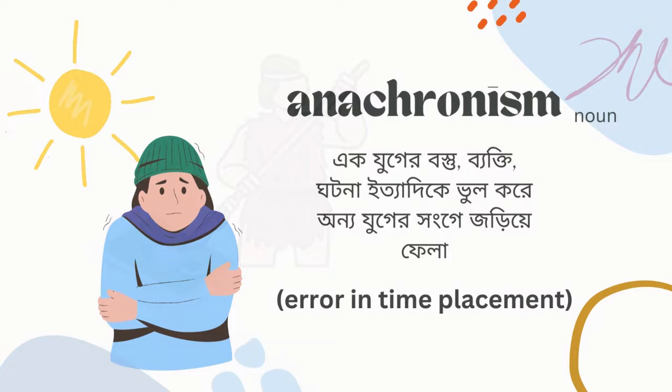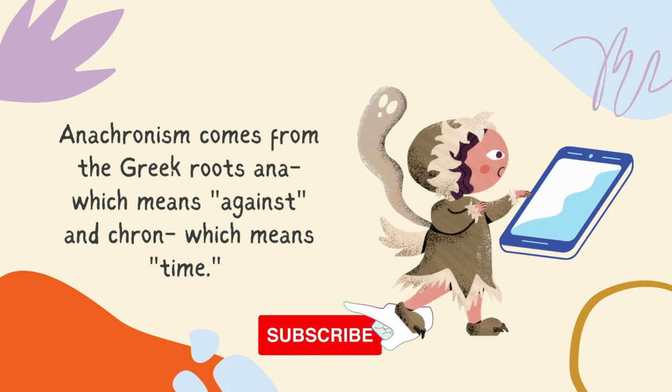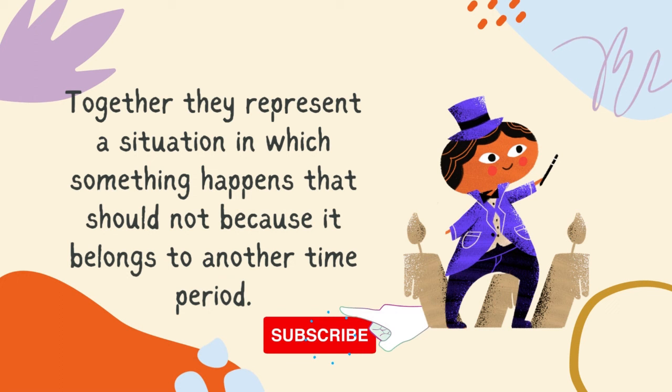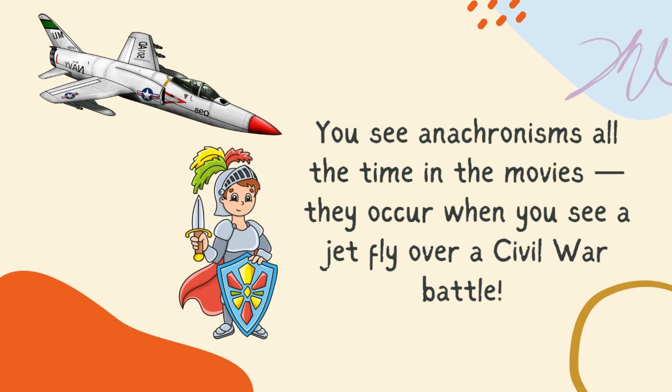An anachronism is something that doesn't fit its time period, like if you say you'll dial your smartphone. Anachronism comes from the Greek roots ana, which means against, and chron, which means time. Together they represent a situation in which something happens that should not because it belongs to another time period. You see anachronisms all the time in the movies. They occur when you see a jet fly over a Civil War battle.